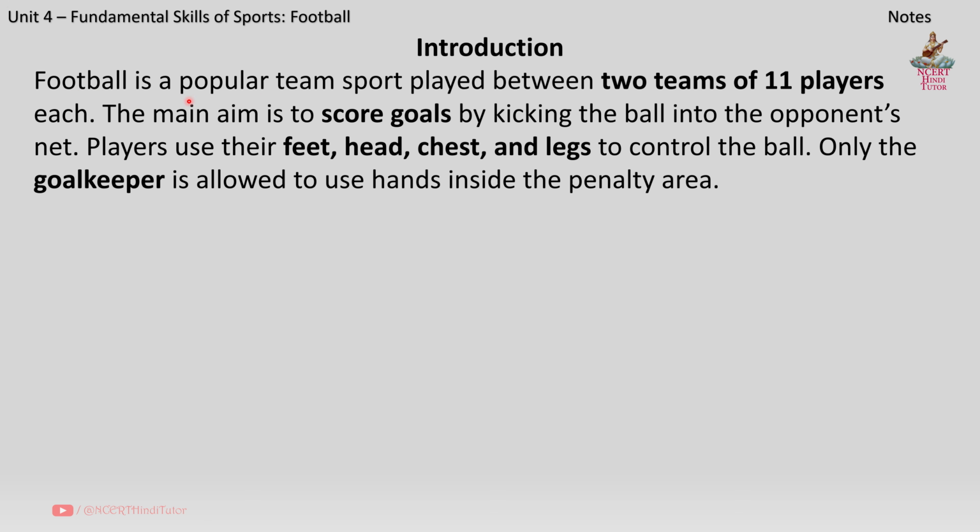Introduction. Football is a popular team sport played between two teams of 11 players each. The main aim is to score goals by kicking the ball into the opponent's net. Players use their feet, head, chest and legs to control the ball. Only the goalkeeper is allowed to use hands inside the penalty area.